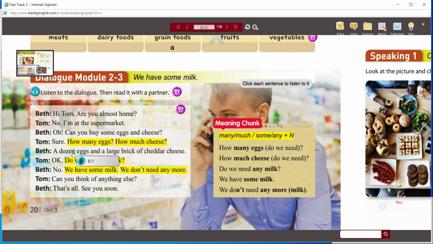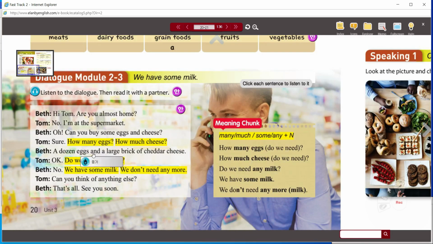Okay. And finally, number 4, where is Beth? The answer? I don't know. I assume she's at home. She asked Tom, "Are you almost home?" And then when he says he will pick up some eggs and cheese, she says, "See you soon." So I imagine that she's at home waiting, or she's at home needing the eggs and cheese. Good.